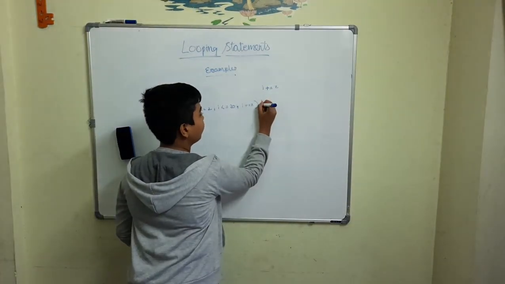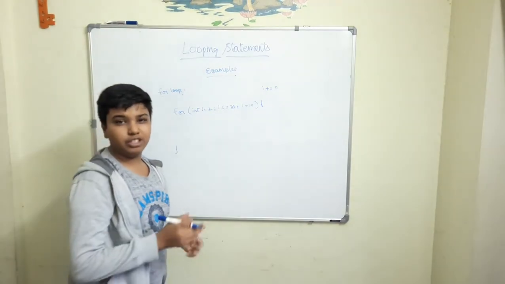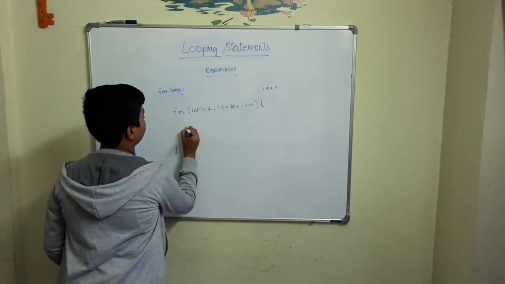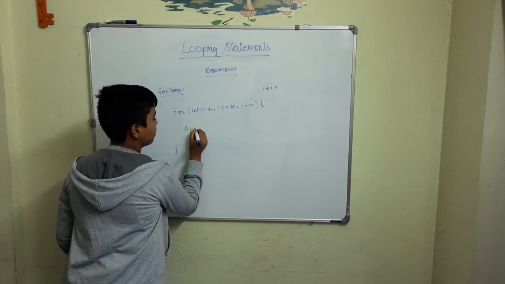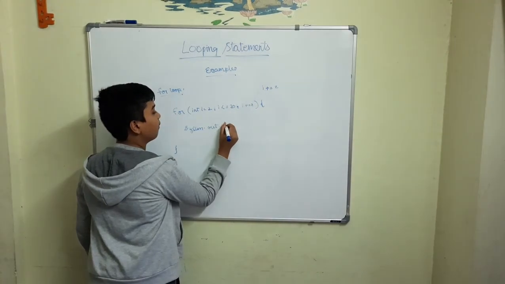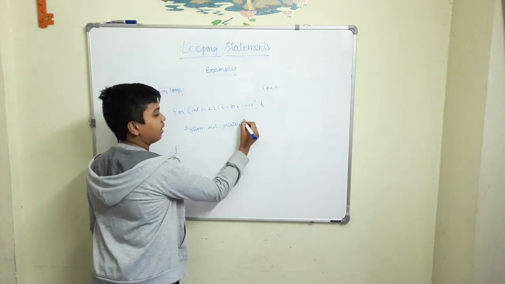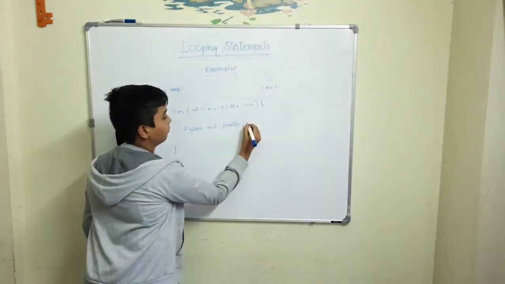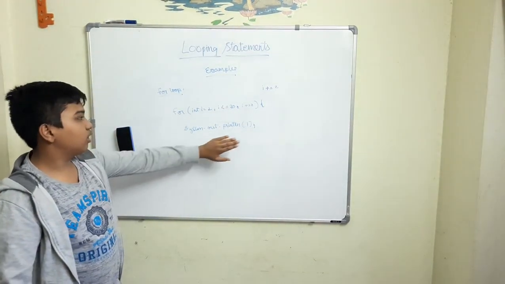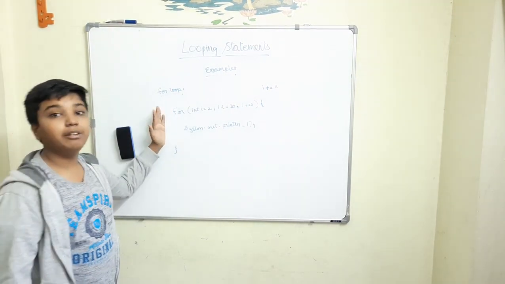And the braces. And now it's simple, we have to just print i. So the print statement: System.out.println, brackets, we are printing i, semicolon. So what does this program do? This is the program for printing the multiples of 2 up till 20.